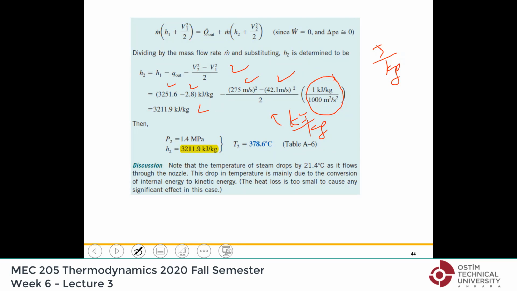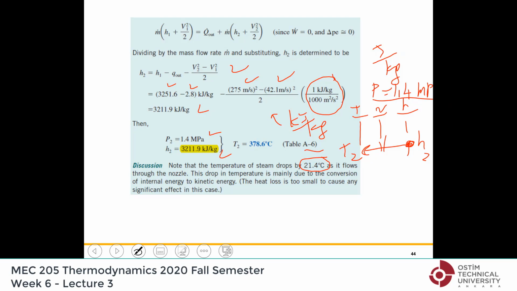So at the end, if you know two properties, you can determine any other property. It is a state postulate. This is the final pressure and this is the final enthalpy. You go to the superheated vapor table again, find this pressure, P is 1.4 megapascal, and underneath you have temperature for a given pressure. And then you have specific volume, you have enthalpy, whatever. Once you find the enthalpy value H2, you simply read the corresponding temperature, which is T2. So in this case, it is 378.6. And the temperature here drops by 21.4 degrees.